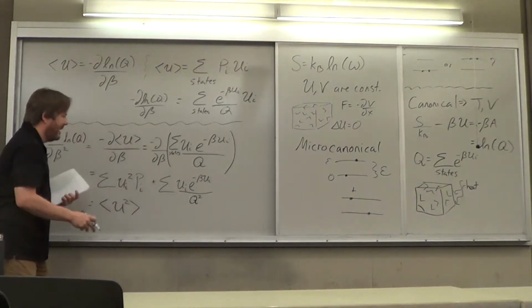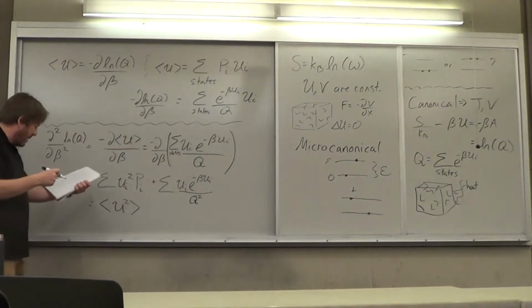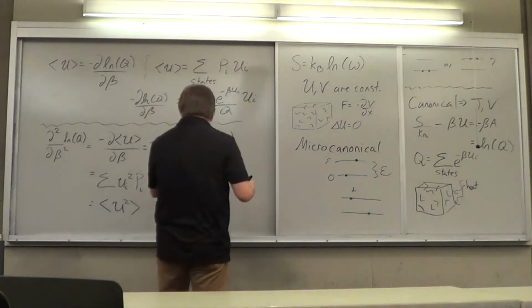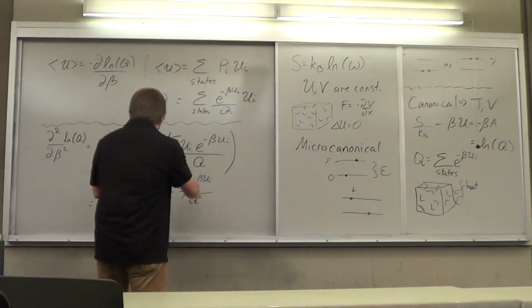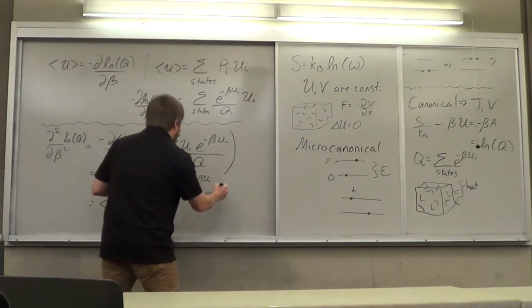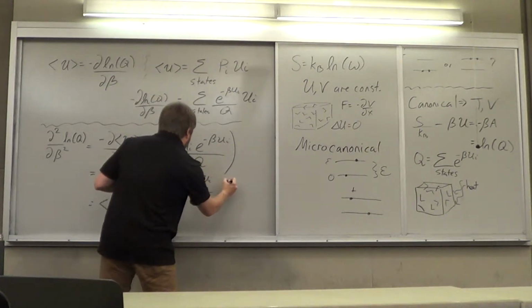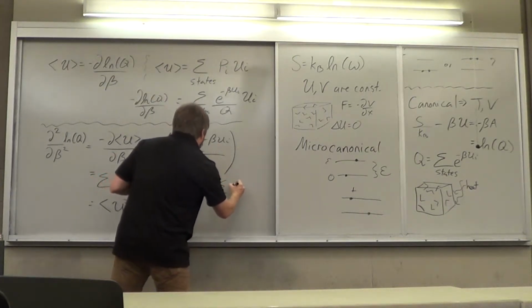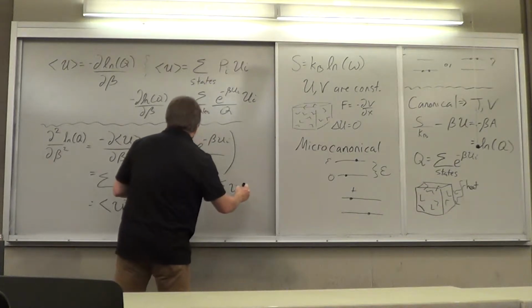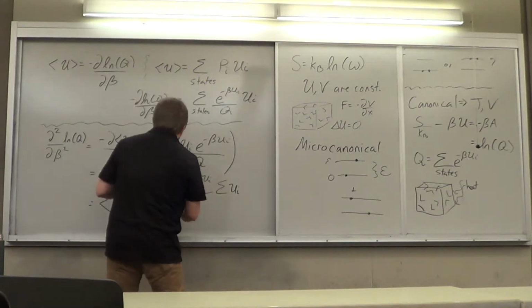Sorry, I know I'm doing this kind of light and quick, but hopefully it's not too mind-numbing. Now I've got to do the derivative of the inside, and I still have a sum. That's going to bring down the u sub i, and I'm going to pick up a minus sign.